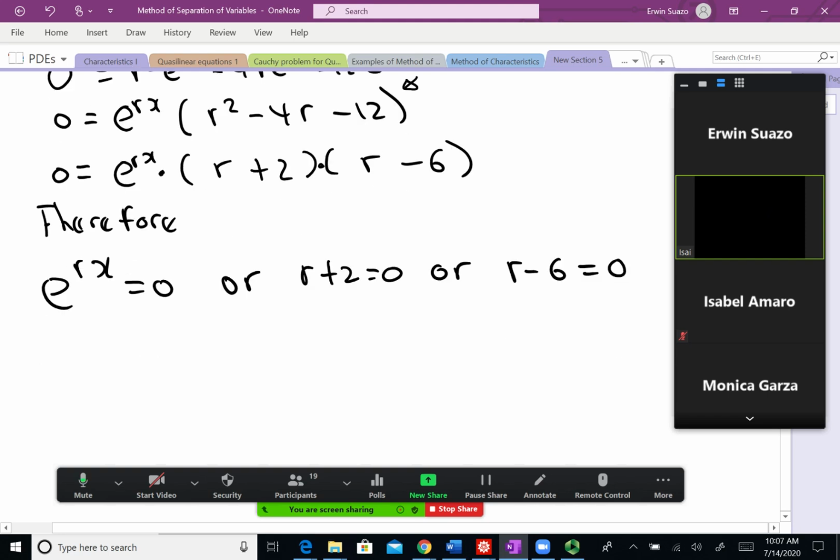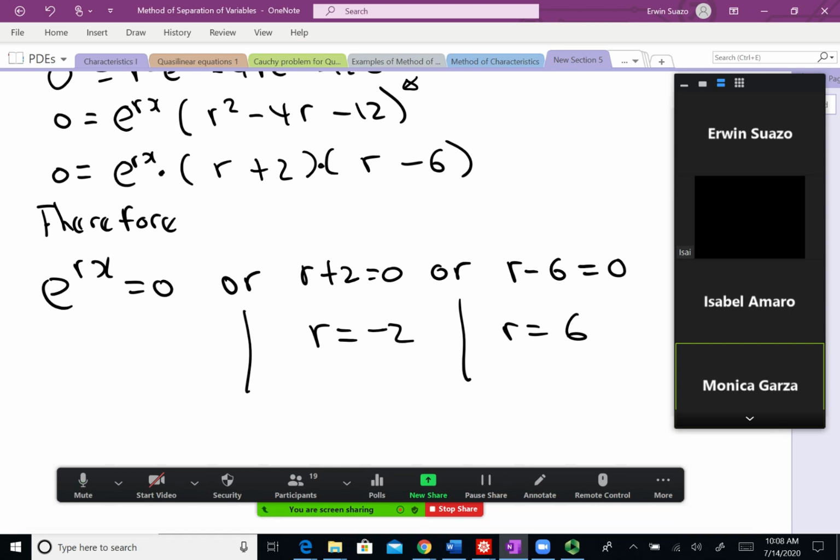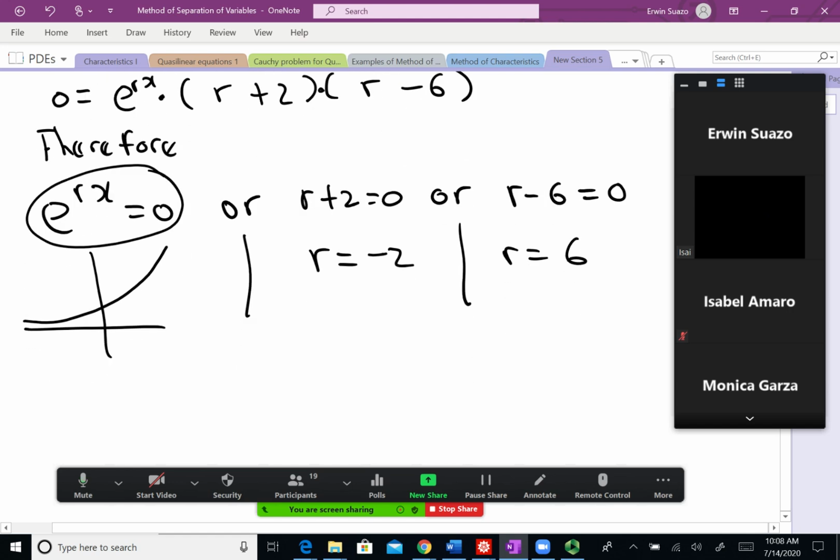So what do you think? Well, okay, these are good, right? So r equals -2 and r equals 6. Now e to the rx equals 0. What can we do with that? No, this one doesn't have a solution because the exponential goes like this, so it never touches 0. So this one does not produce a solution. So no real solution. So we forget about it.